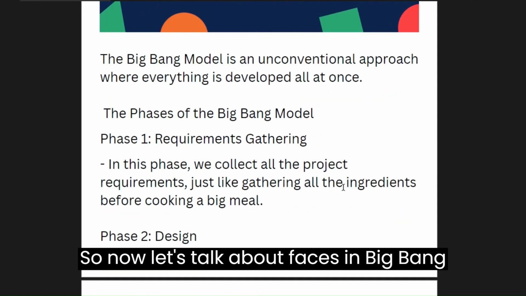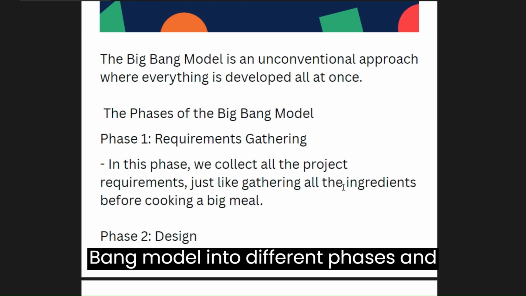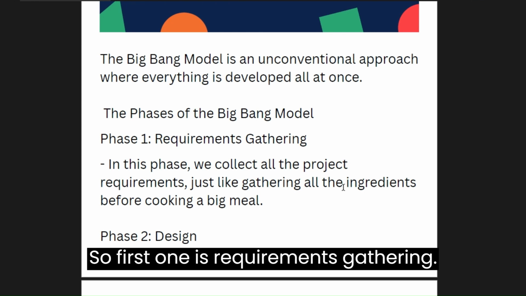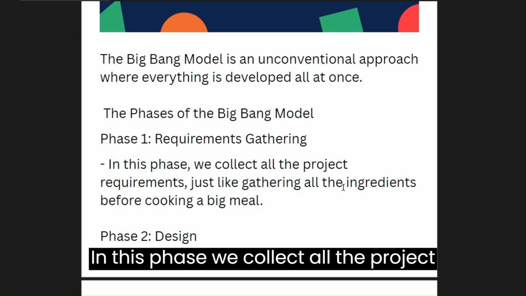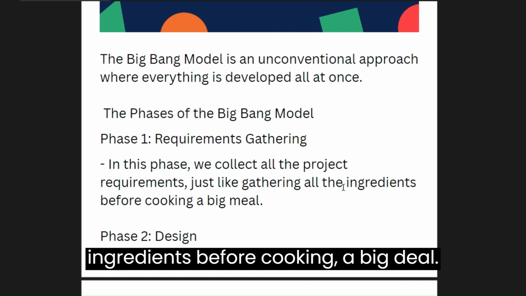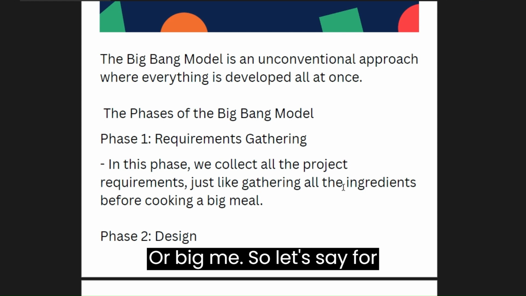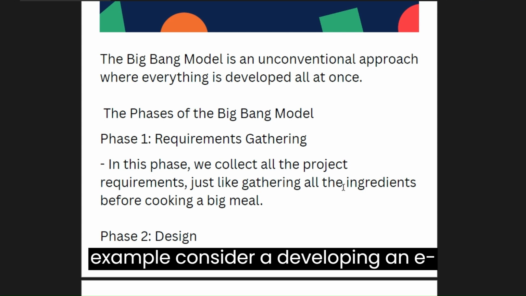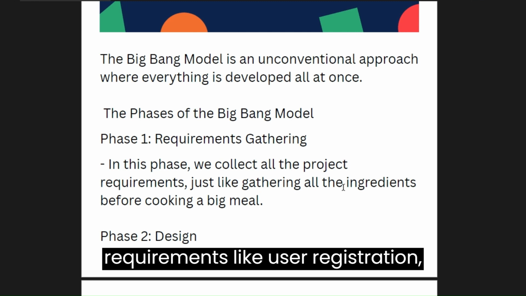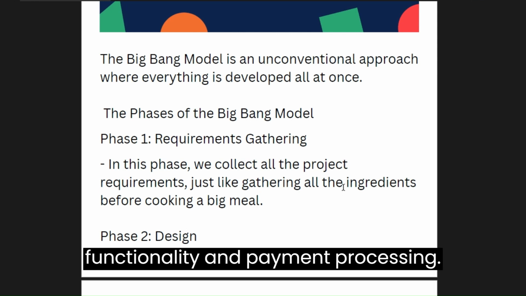So now let's talk about phases in the Big Bang model. Let's break down the Big Bang model into different phases and understand each one with examples. The first one is requirements gathering. In this phase, we collect all the project requirements, just like gathering all the ingredients before cooking a big meal. For example, consider developing an e-commerce website. You would gather requirements like user registration, listings, shopping cart functionality, and payment processing.